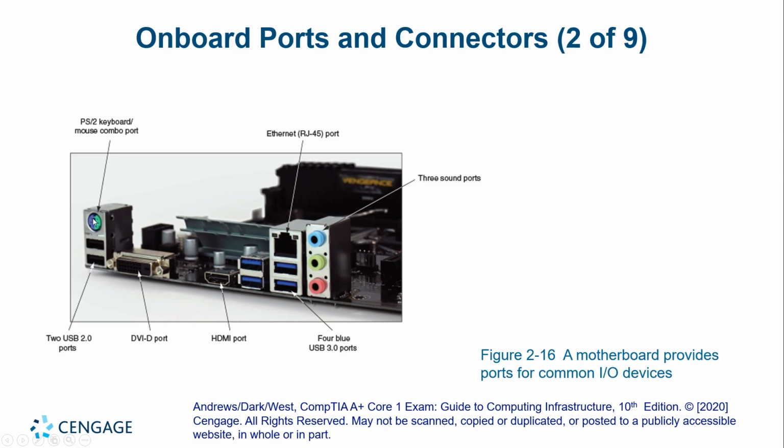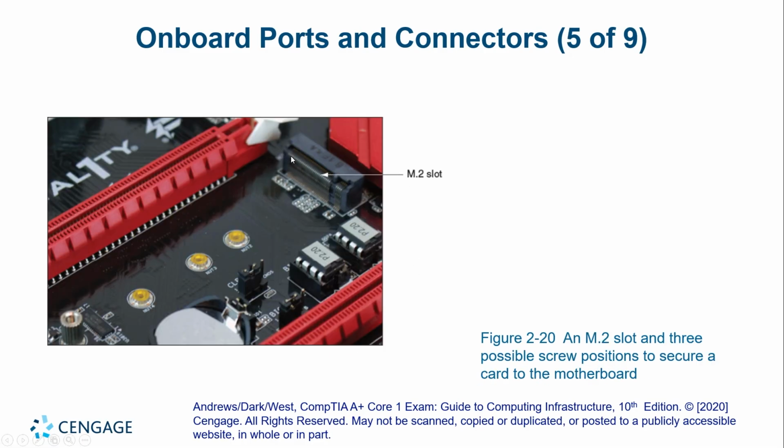So once again, that's PS2 for mouse and keyboard. You've got 2 USB slots here. That's a digital video interface there, HDMI there. These are USB 3.0. You can tell the difference because these are blue and these are black. And then that's an Ethernet RJ45 connector. This is sound, so the red one would be mic, the green one would be speakers, and the blue one would be headphones.